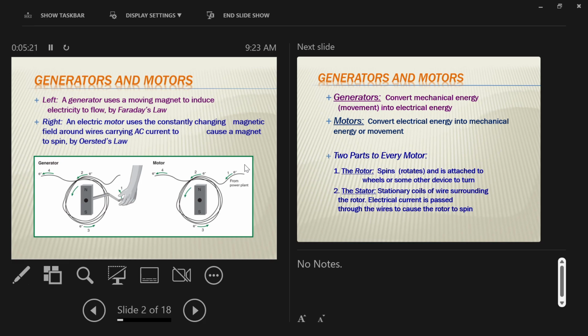I'll give you the definition in a moment. So that's a generator. On the right, the exact opposite principle can be used.